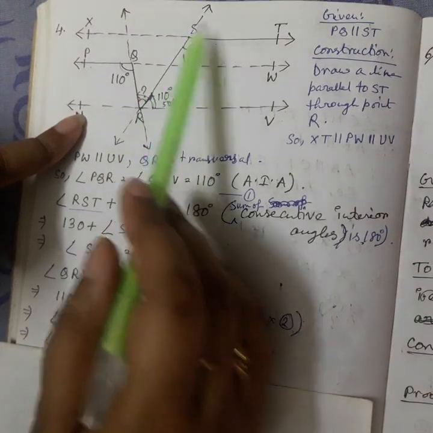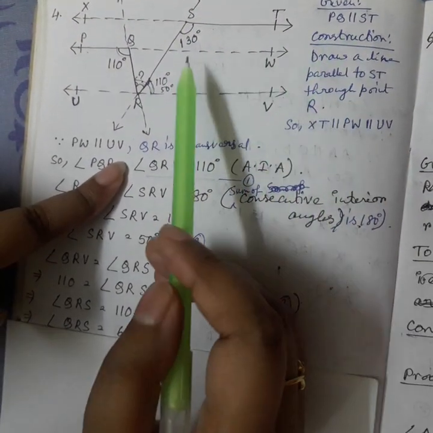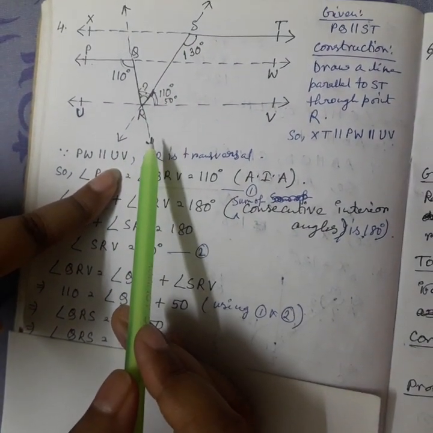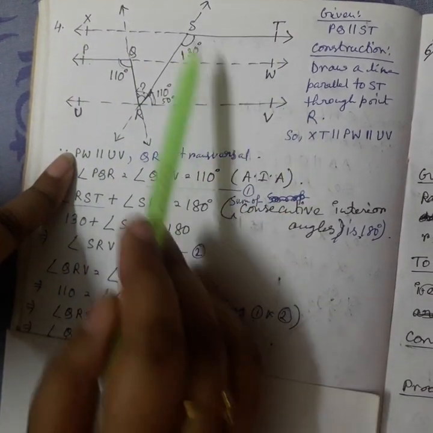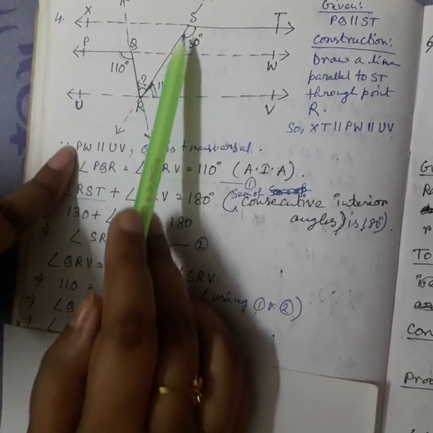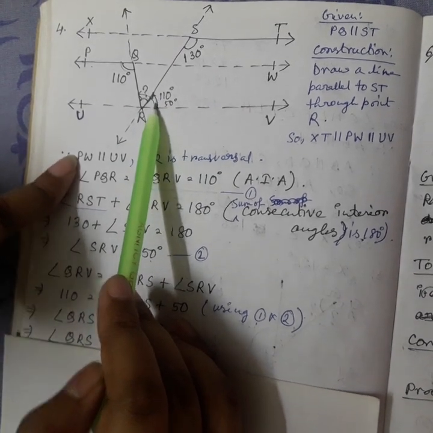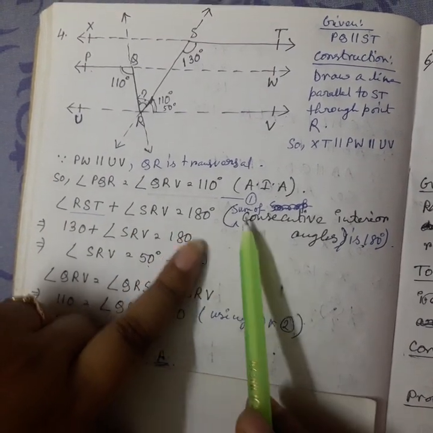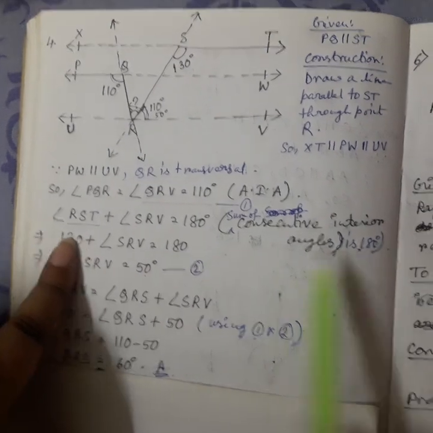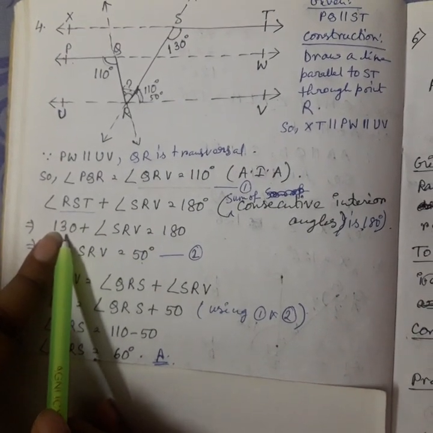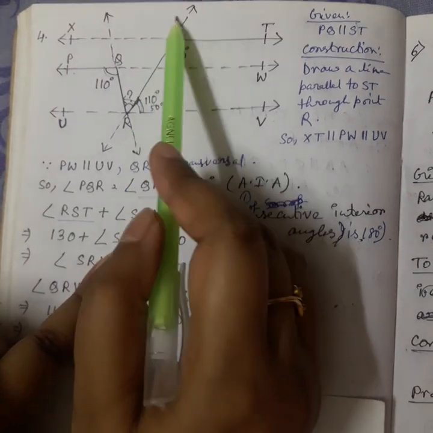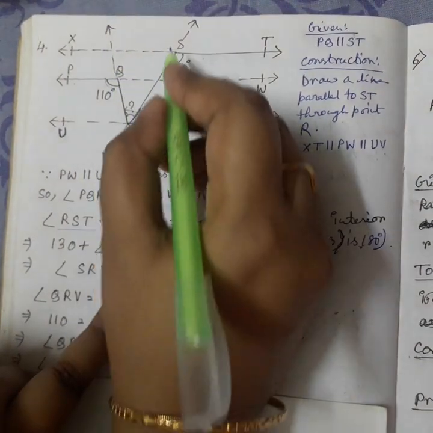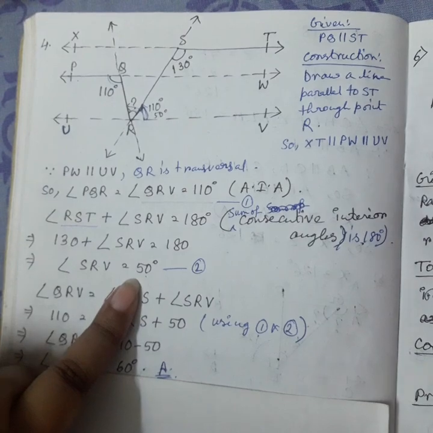Now RST plus SRV, sum of these two angles is equal to 180 degree, because these two lines are parallel and this is the transversal, so they are forming consecutive interior angle. So it is written angle RST plus angle SRV equal to 180 degree. Sum of the consecutive interior angles is 180 degree. Now RST is given 130 degree, so we have put it 130. SRV, that angle is not given, so SRV written equal to 180. So SRV is coming 50 degree. This angle up to this it is coming 50 degree.